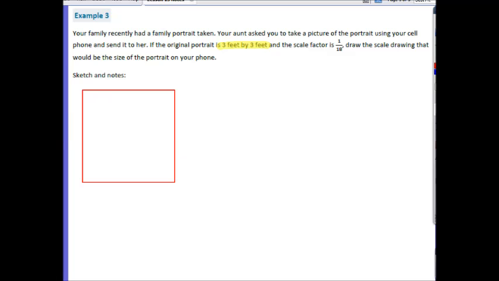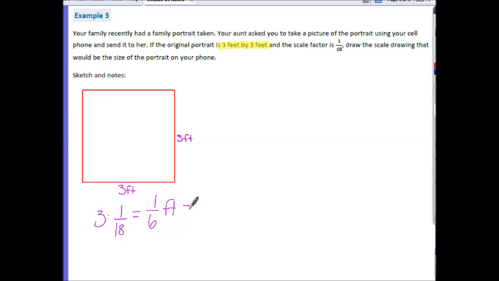So if we're going to scale this down, I could create a table, but if you think about it, 3 feet and 3 feet are the same length. So the only thing I'm really going to do here is multiply my length by our scale factor, which is 1/18. So here, let's do 3 times 1/18, and that gives us 1/6 of a foot.